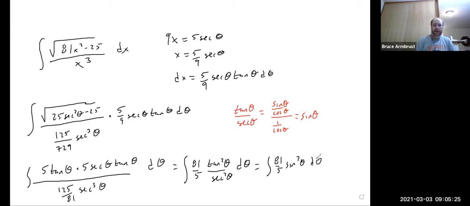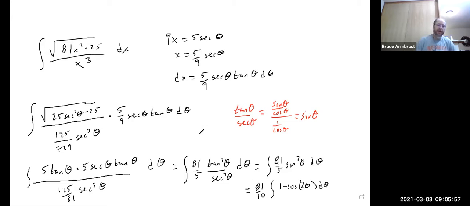sine squared. All right, so that's what we're going to integrate. Obviously, we want to change that using the trig power reduction, turn that into the 1/2. So this is going to be 81/10 integral of 1 minus cosine of 2 theta d theta. And then you're good to go.